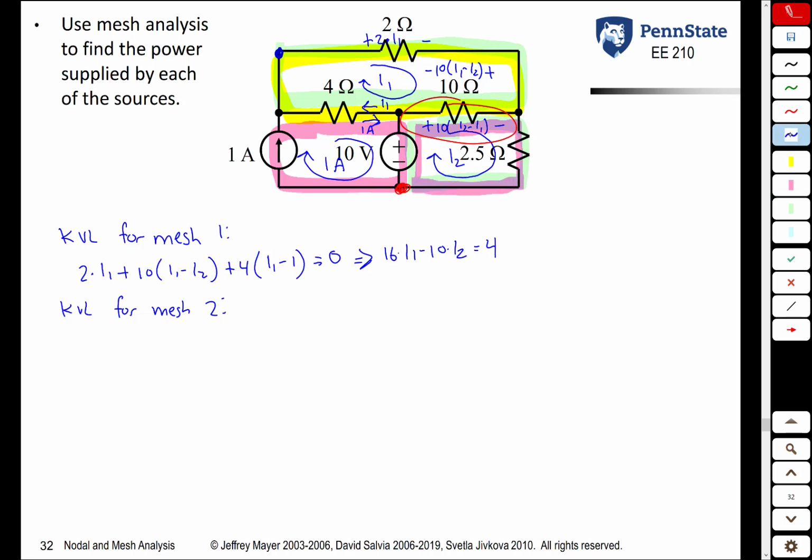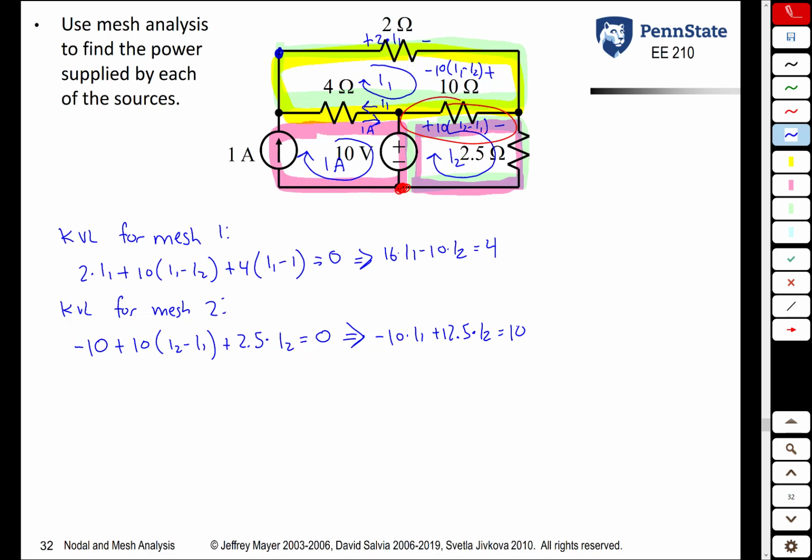So writing that down, we get minus 10 volts plus the voltage drop going from left to right across the 10 ohm resistor is 10. Since we're going left to right, it's I2 minus I1, plus 2.5 times I2 is equal to 0. We simplify that: minus 10 I1 plus 12.5 I2 is equal to 10.